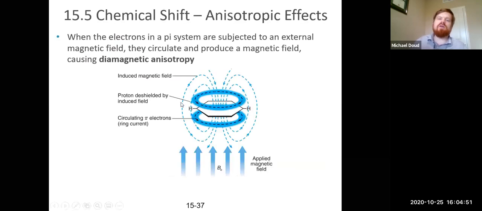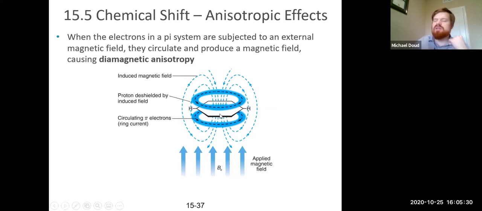Okay. All right. Now there is one other type of effect that can move your signal even further downfield that you wouldn't expect. If you have a conjugated pi system, when those conjugated pi electrons are subjected to an external magnetic field, they can actually circulate within the aromatic system, like within the benzene ring, for example. That means you're going to have an induced magnetic field. Anything outside the ring of pi electrons is going to be further deshielded. Anything inside would be shielded even more, in fact. This is what's called diamagnetic anisotropy.